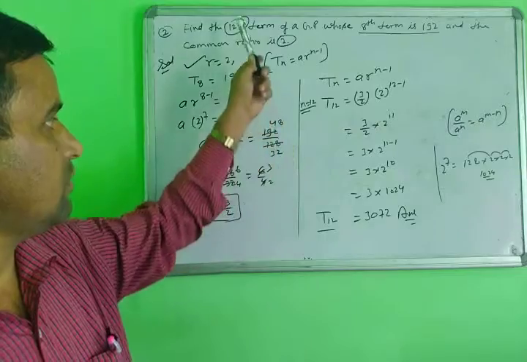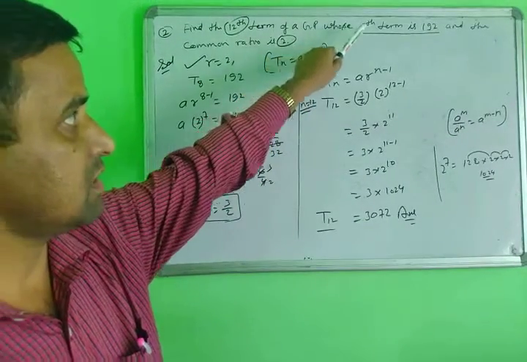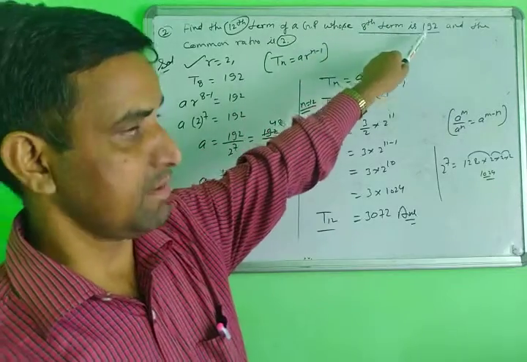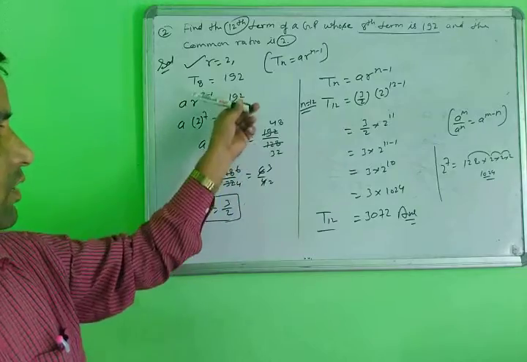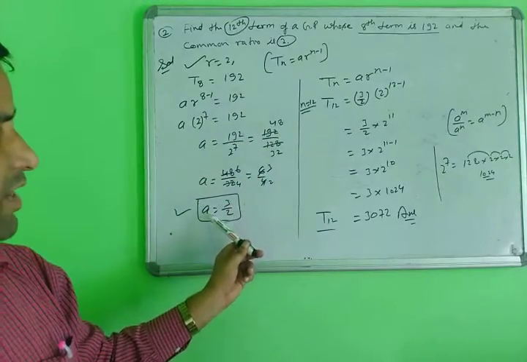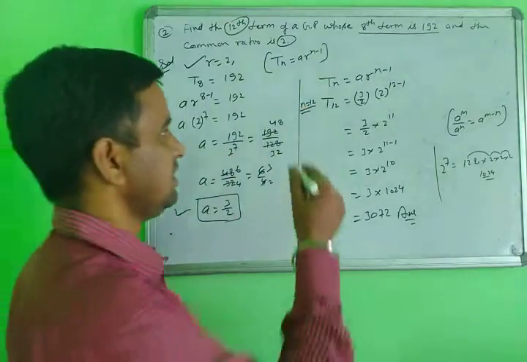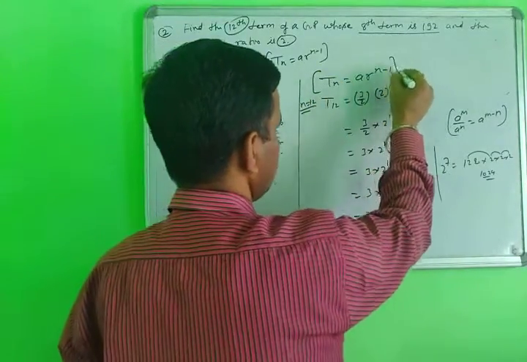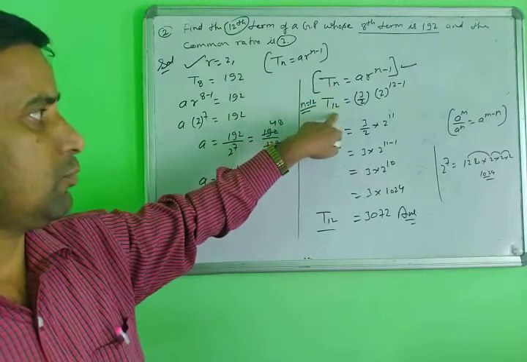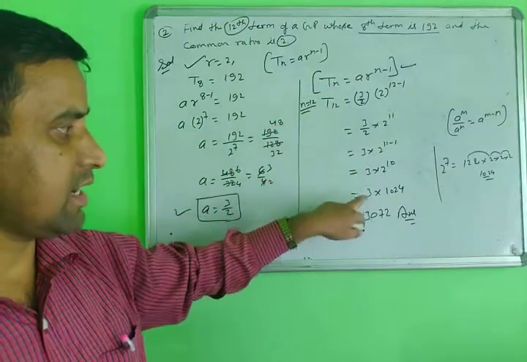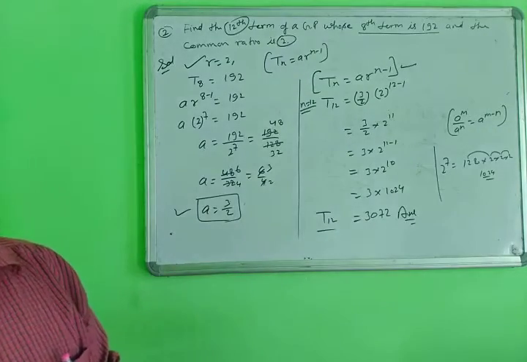Every question you will solve in this way. First of all, read the question very carefully. What things are given? The 8th term is given. With its help, you will find the first term in this way. After finding the first term, you put the values in the identity of the general term of the GP. Then you calculate, and you get the answer. Very carefully, just note it down.